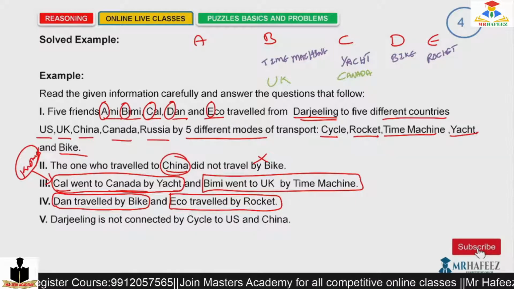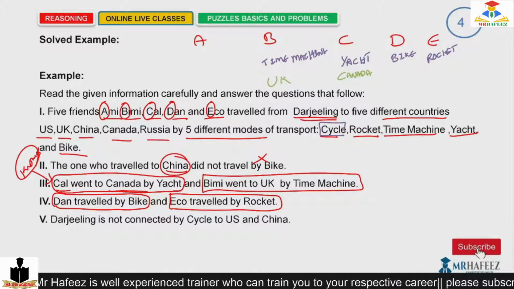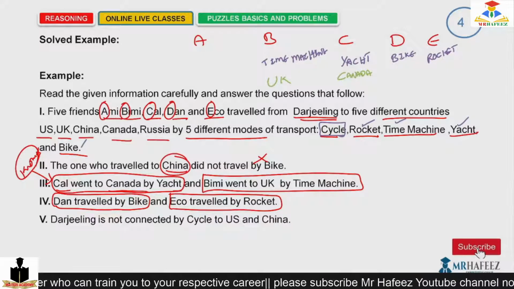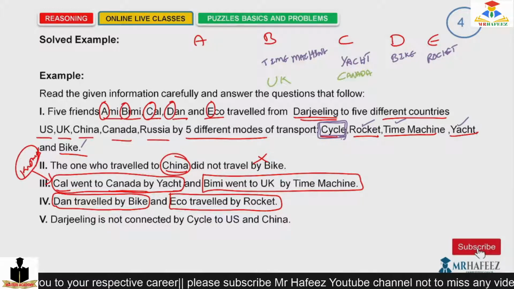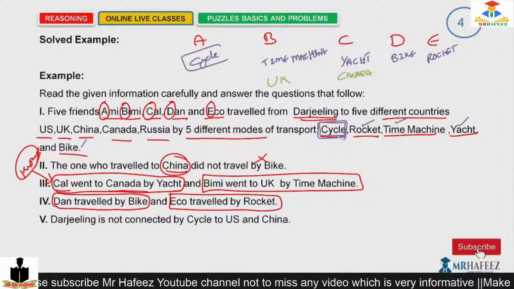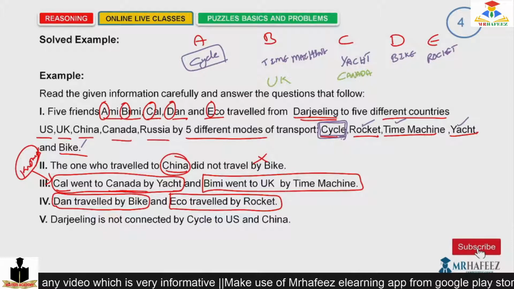Yes? Anybody? Cycle, right? 5, many say. Yes. So we can decide that the cycle is left over and the rest of the things are already decided. So all are decided except cycle, it was not mentioned. So I can decide A is bicycle. So all the transportation modes are completely used for all the people. So A, B, C, D, E are known to us, right?